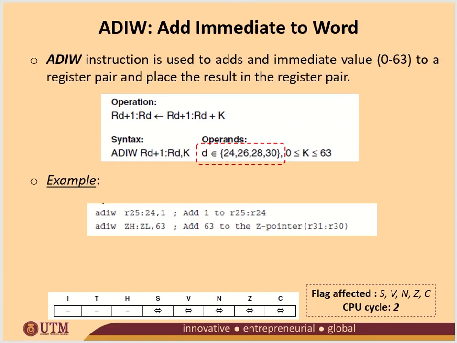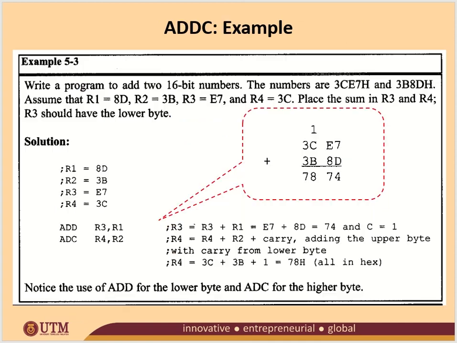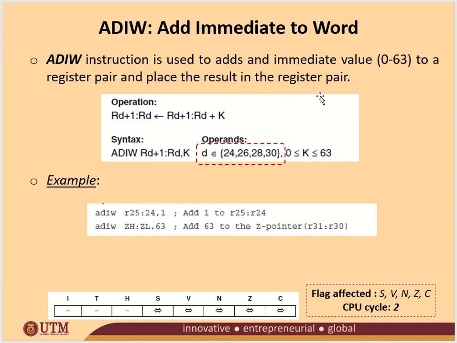Next we have the ADIW. What this ADIW does is add an immediate value to a word. This instruction is used to add an immediate value, which is from 0 to 63 in decimal, to a register pair and place the result in that register pair.